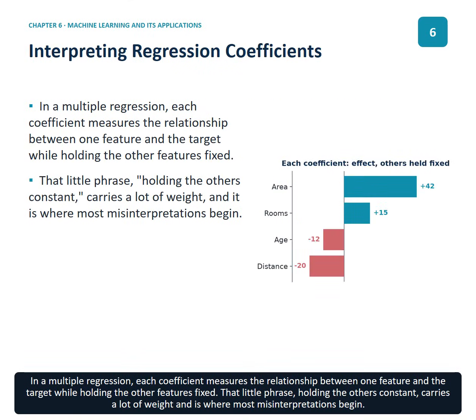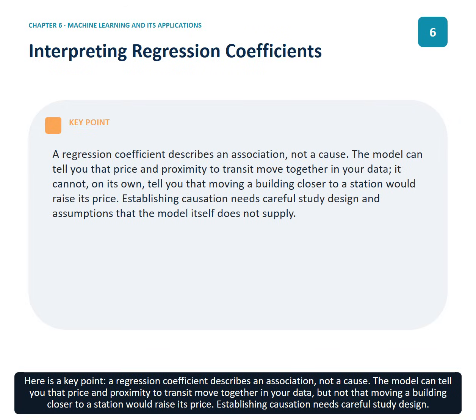In a multiple regression, each coefficient measures the relationship between one feature and the target while holding the other features fixed. That little phrase, holding the others constant, carries a lot of weight and is where most misinterpretations begin. Here is a key point. A regression coefficient describes an association, not a cause.